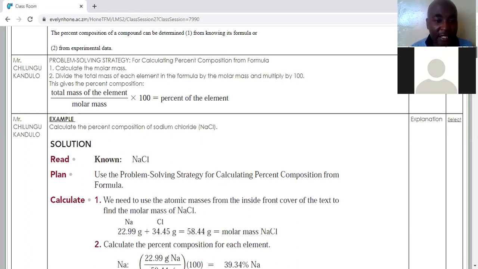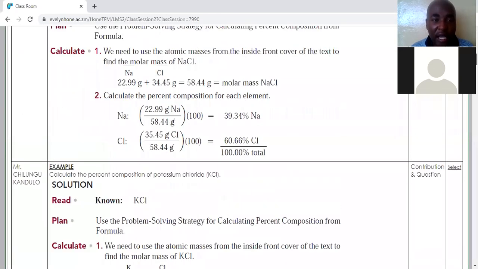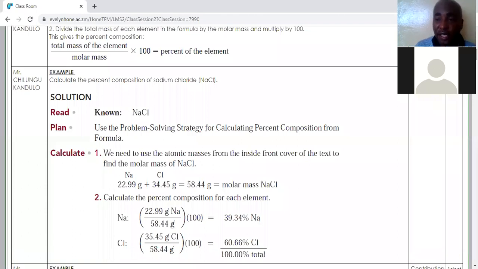Now, the first two examples look at compounds that contain sodium and chlorine, the chloride ion. Both potassium chloride and sodium chloride contain the chloride ion. So the mass of the sodium is 22.99 grams. The mass of the chlorine, the chloride ion, is 34.45 grams. Then the total is 58.44 grams, which is approximately 58.45. That's the molar mass.